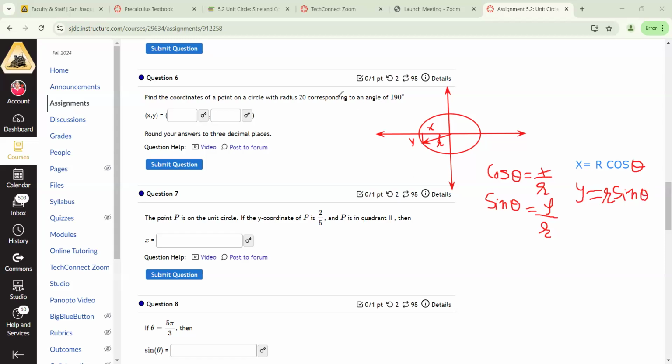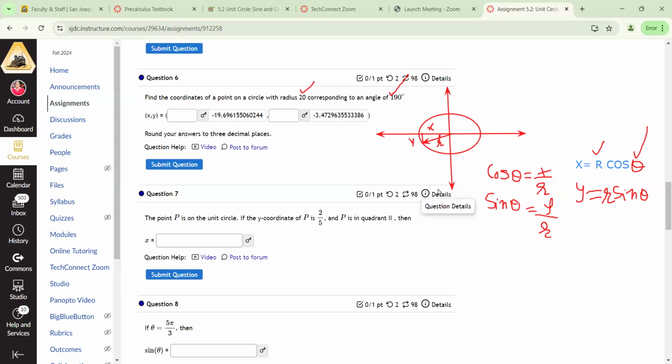Now, in this question, we are given the radius 20, which is r. We are given the angle 190 degrees. We can fill both of those in and we can calculate the answers. So r cos 190 will be the x value, and r sine 190 will be the y value. And if you feed them to the calculator, you will get decimal numbers like 19 point blah, blah, blah. And they both will be negative because you are in the third quadrant, which has x and y values negative for that. That was number 6.